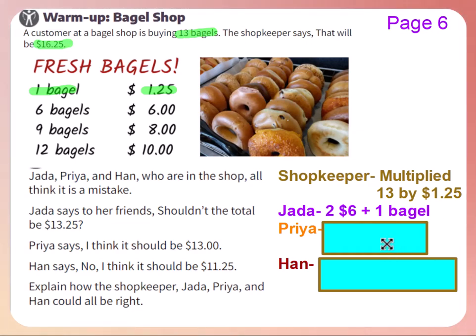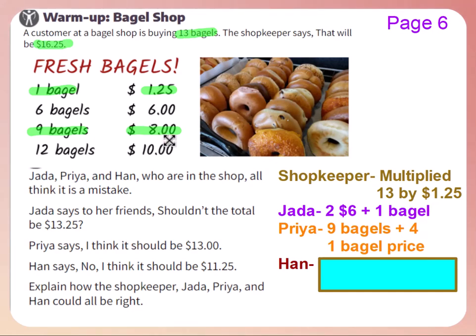All right, now how did Priya get $13? Well, what Priya did is she said, I can do better than that. I can get 9 bagels. That would only cost me $8. Okay, and then I need 4 more for 13. So 4 times $1.25 would be another $2.50.